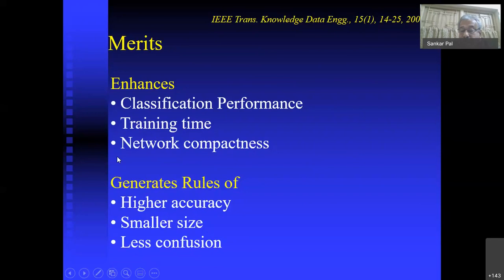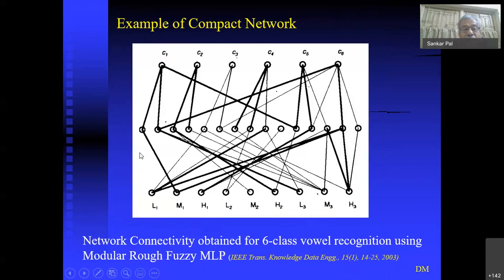So what do you mean by network compactness? For example, this one is for speech, 6 vowel classes, and you see that all links are not appearing. This is the beauty, that the network becomes compact. So when my network is compact, it means the time of training will be less, and also the rules you generate from output to input will be less ambiguous.